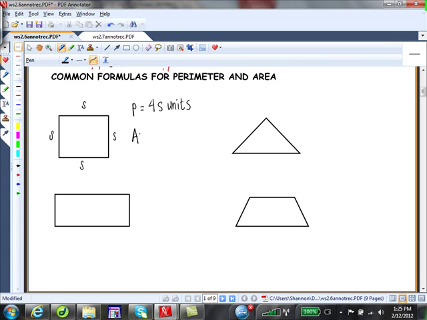And the area will be, what do you think? Length times width for a rectangle, right? So side times side, but this is commonly written as the area is the side squared, and these are in square units. We'll write out that word square.